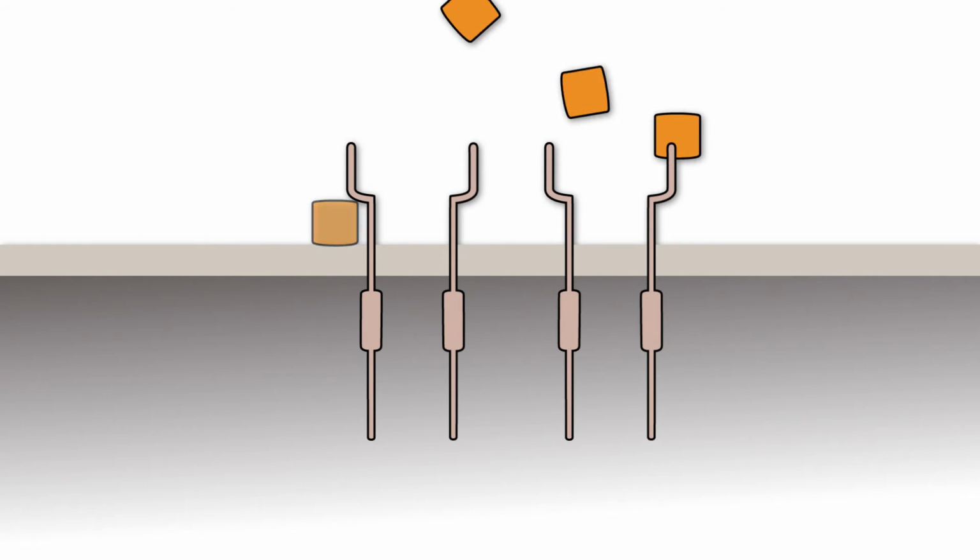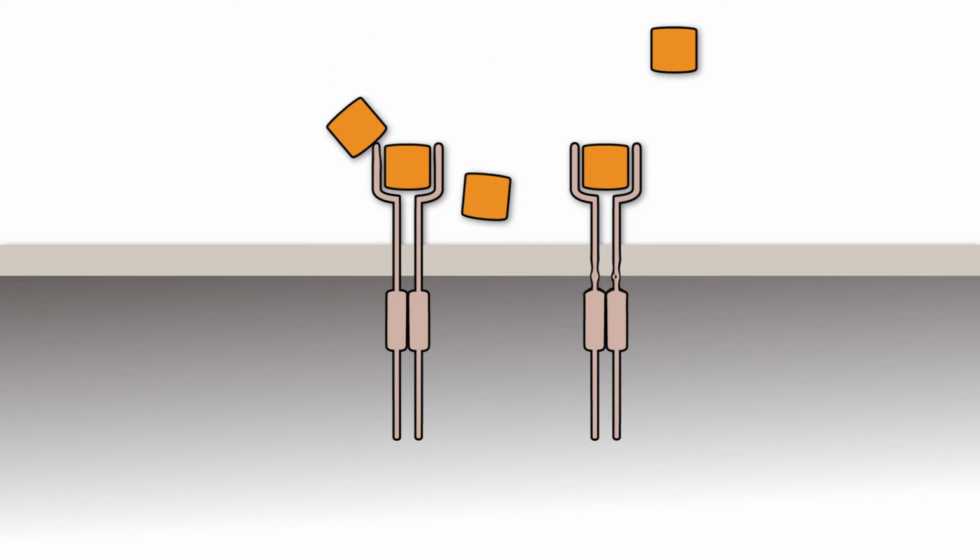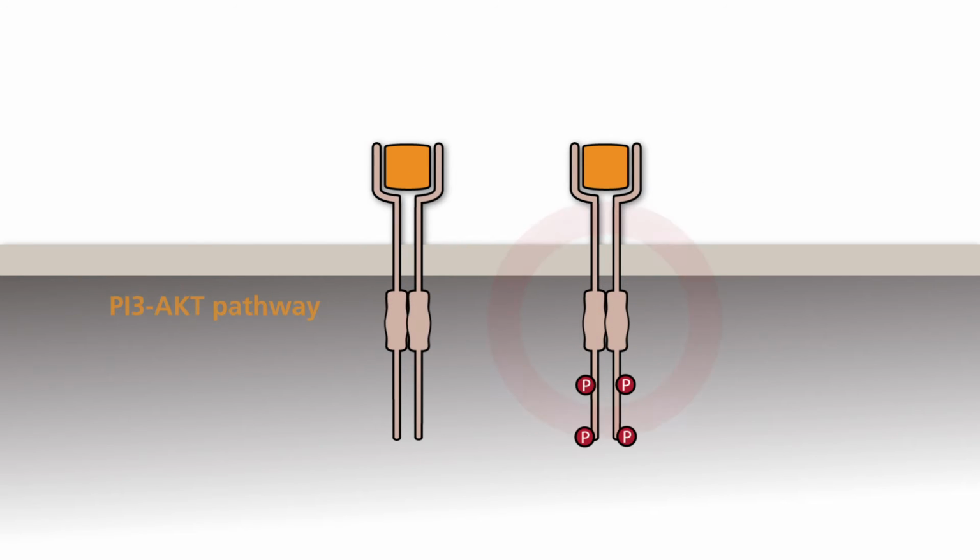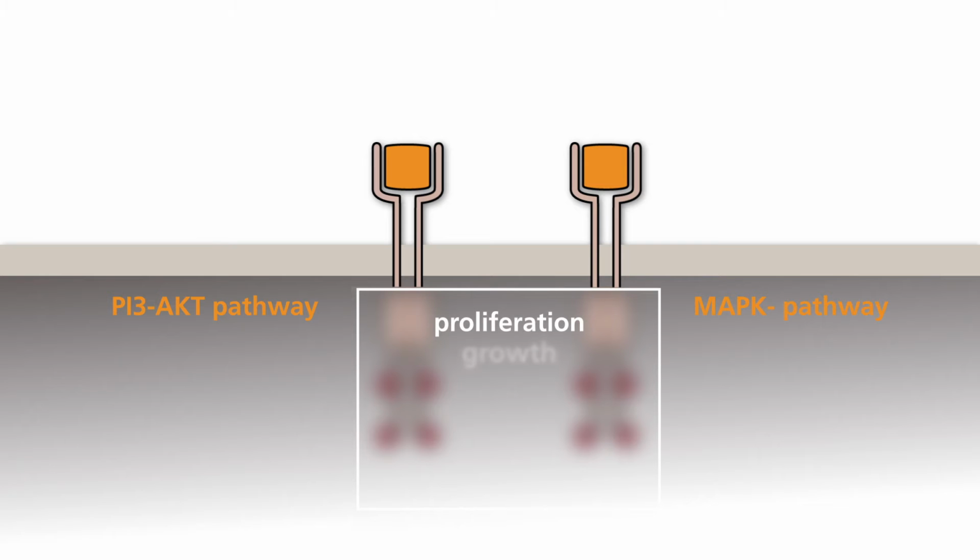Pathways activated by receptor tyrosine protein kinases include the PI3K AKT pathway and the MAPK pathway. Via these and other pathways, the EGFR system activates proliferation, growth, differentiation, migration, and cell survival.